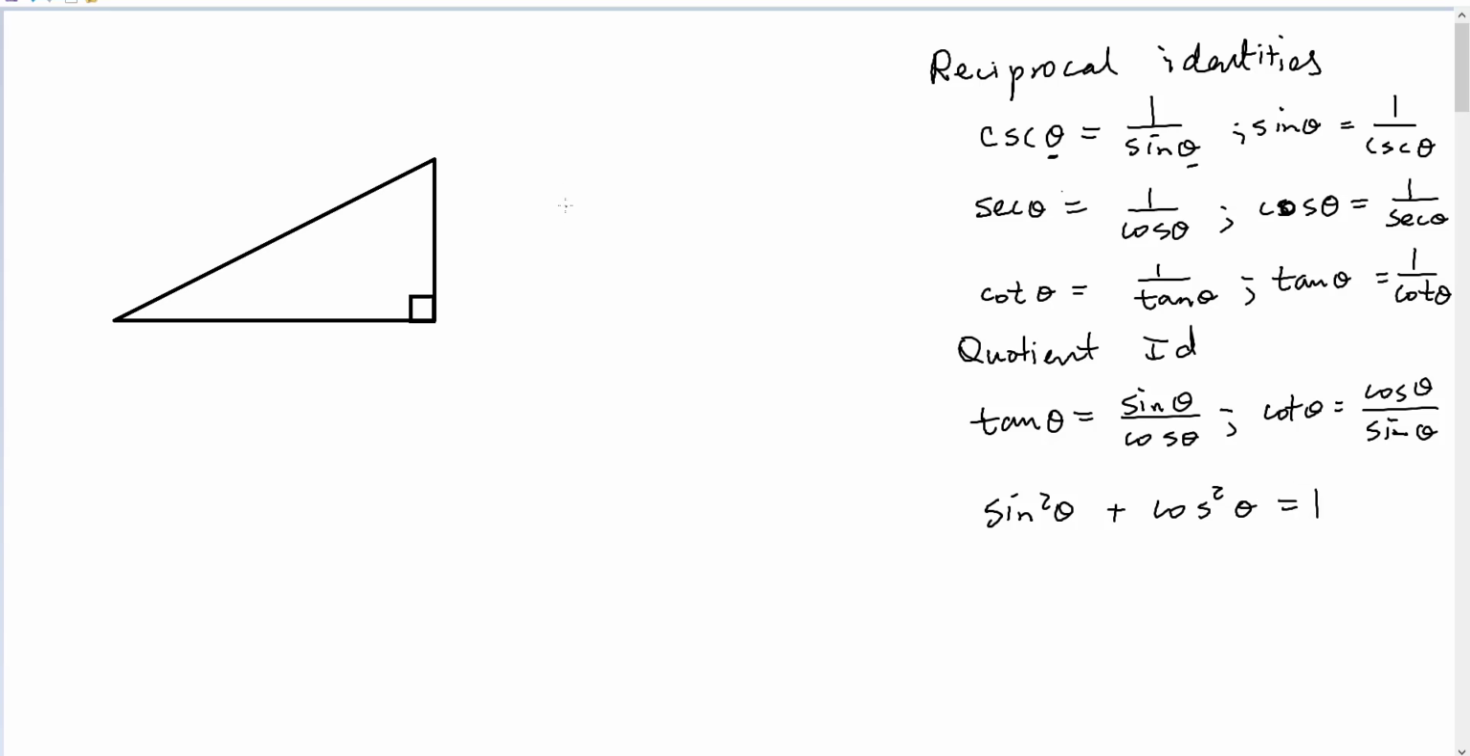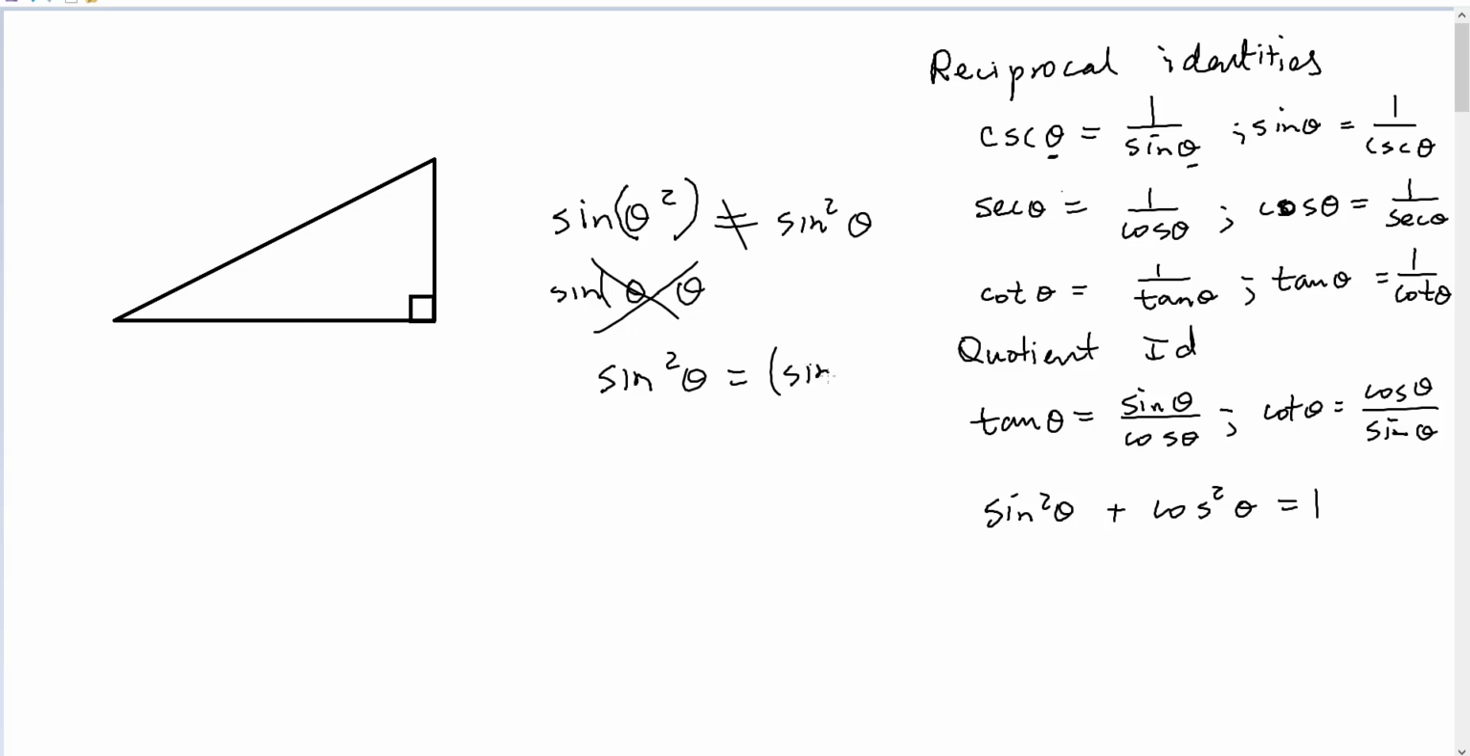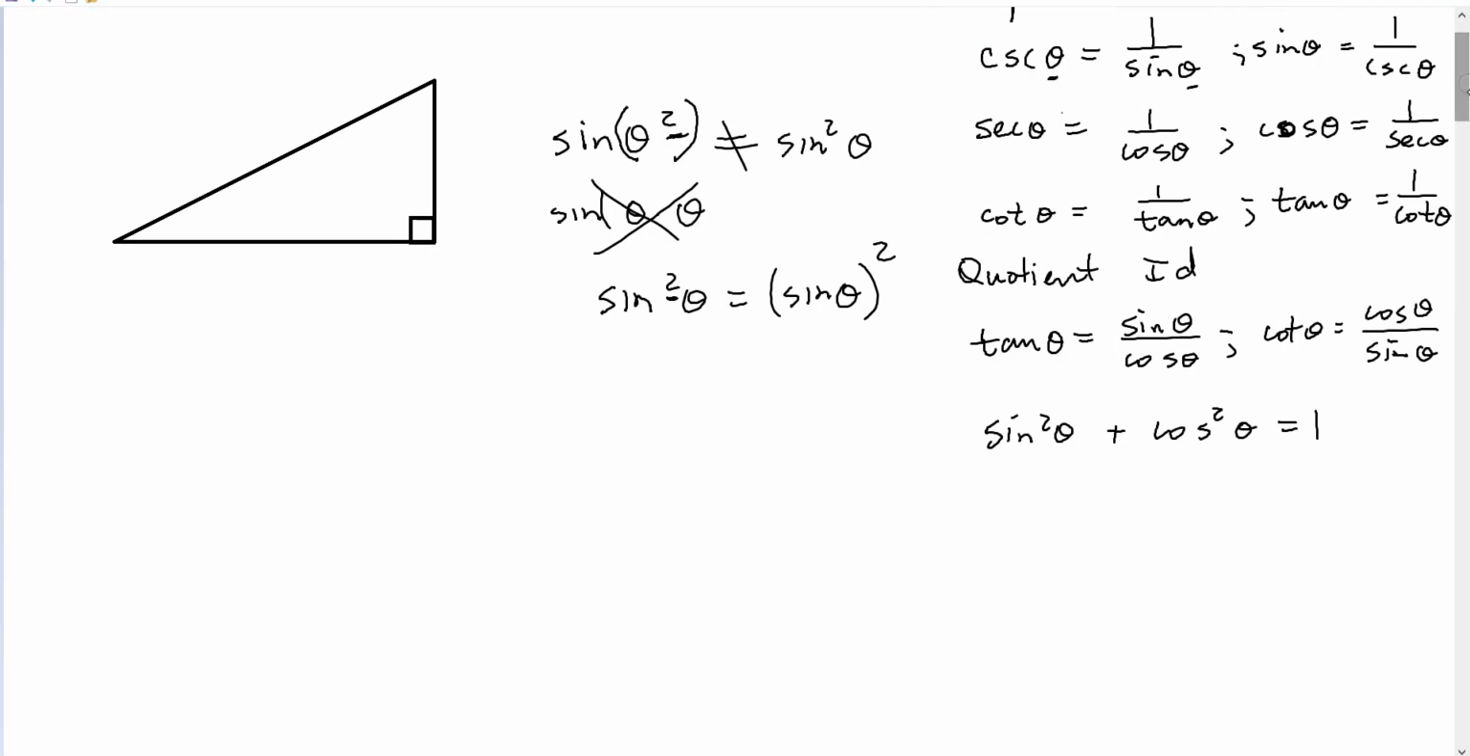Now, I've seen some students writing it this way. This is wrong notation, which is not the same as sine square theta. So sine theta square means sine of theta square, so it's a sine of theta times theta, which is not what you meant. And sine square theta means sine theta times sine theta. This one, you write the square over here, not outside of the theta. So don't forget that. You have to be careful about that notation.